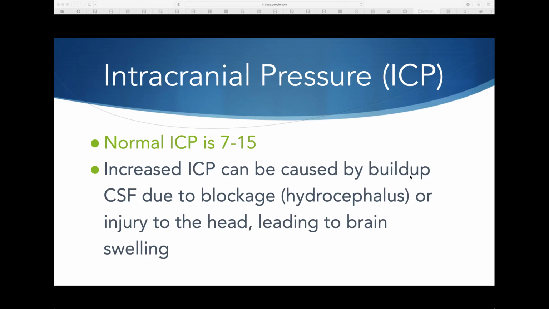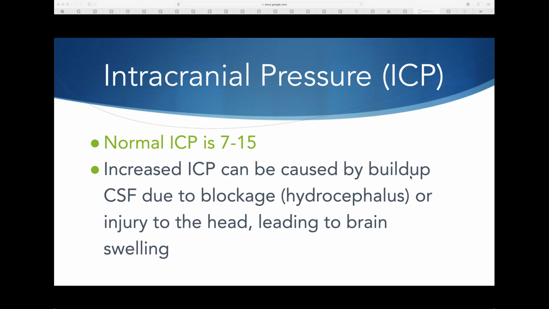Intracranial pressure is the pressure inside the brain, or inside the skull, okay? It's the pressure inside the skull. So remember, you have that cerebrospinal fluid circulating around the brain and spinal cord. So anywhere there's fluid, the movement of fluid generates pressure. It exerts pressure. So that's natural.